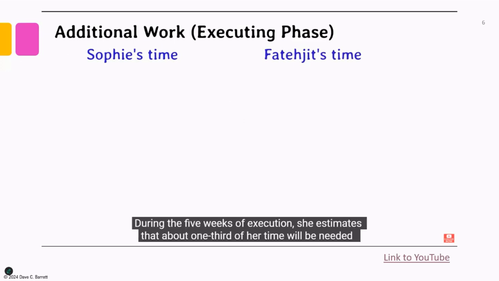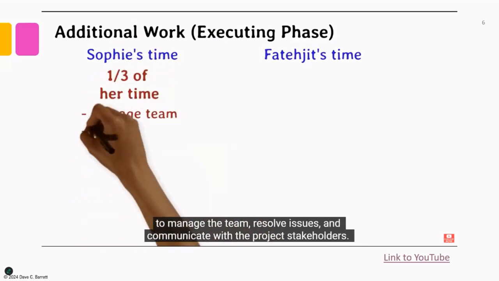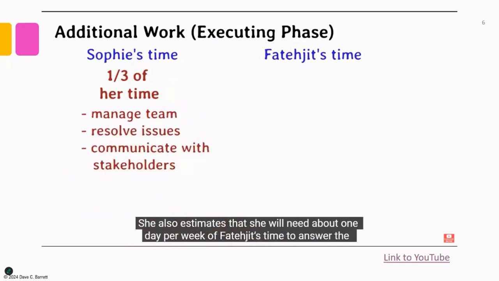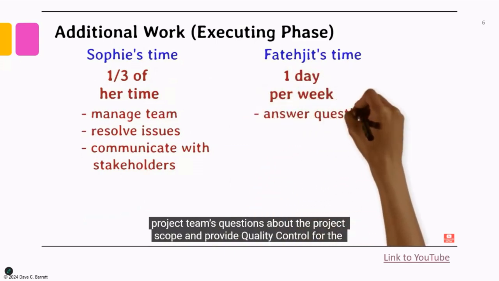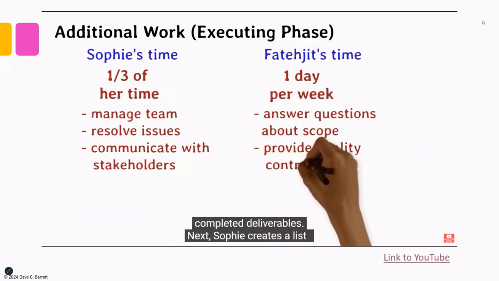During the 5 weeks of execution, she estimates that about 1/3 of her time will be needed to manage the team, resolve issues, and communicate with the project stakeholders. She also estimates that she will need about 1 day per week of Fatijit's time to answer the project team's questions about the project scope and provide quality control for the completed deliverables.